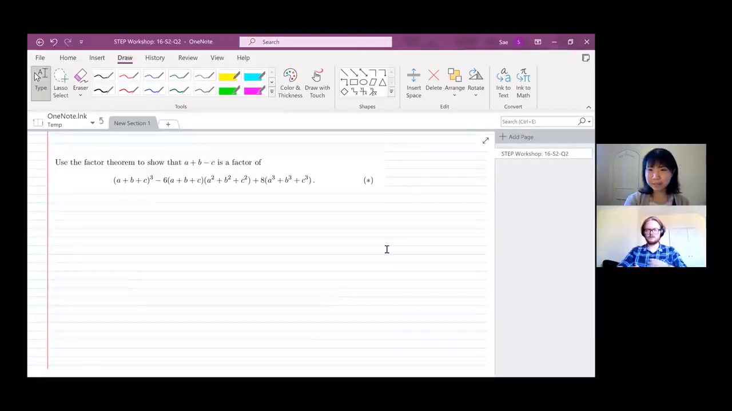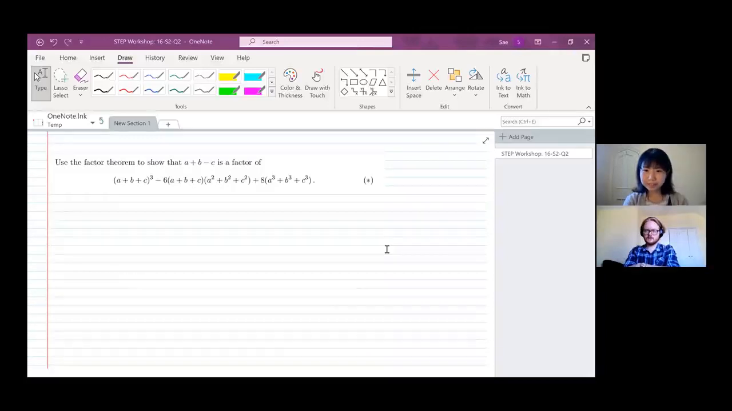Think about what the variable would be. Before, we had a polynomial in x. That's a good idea. Somebody said, what if we make it a cubic in a plus b plus c? But we have terms that don't look like multiples of a plus b plus c, like a squared plus b squared plus c squared. So that might be a bit nasty.